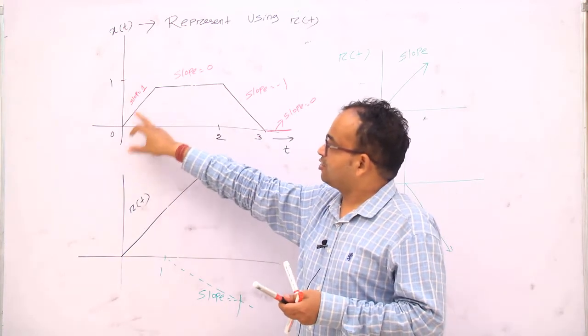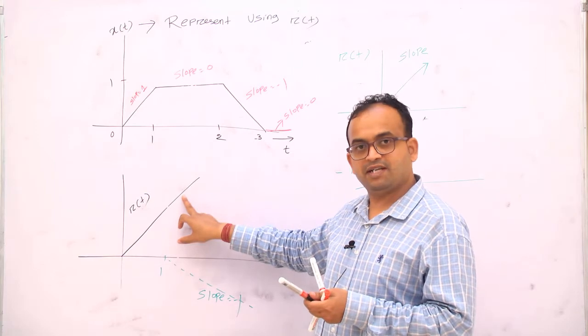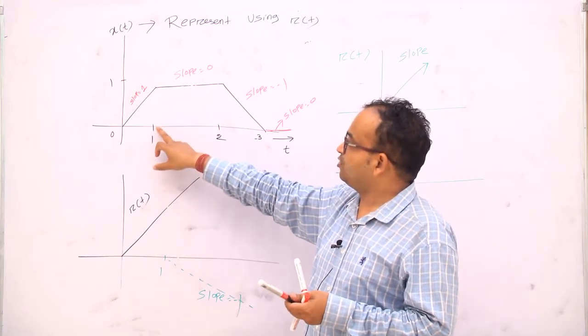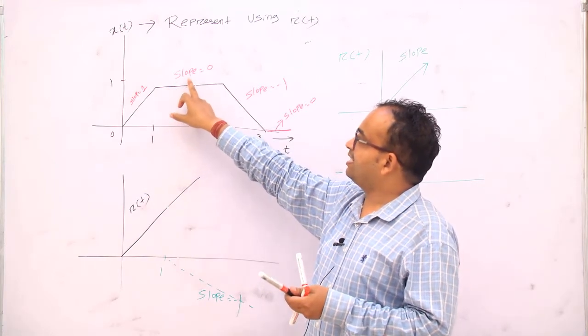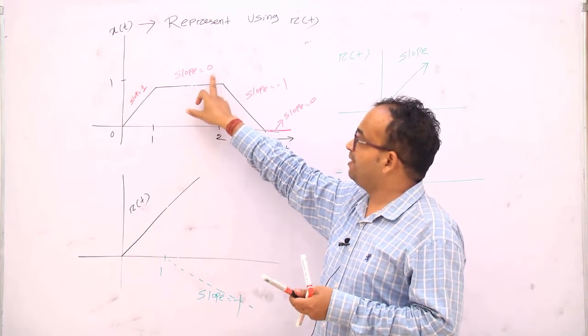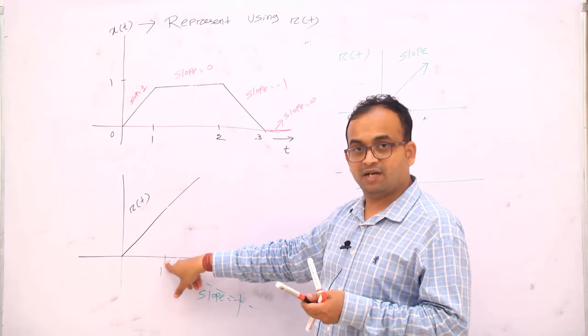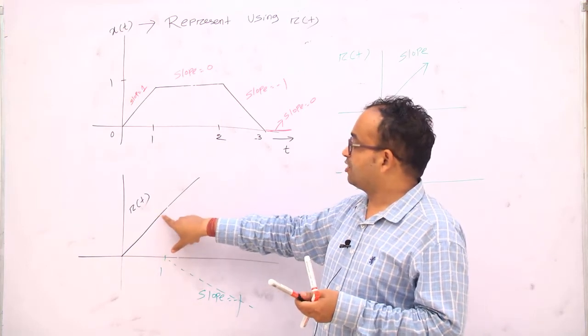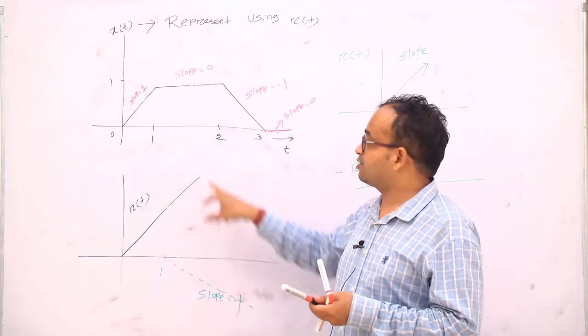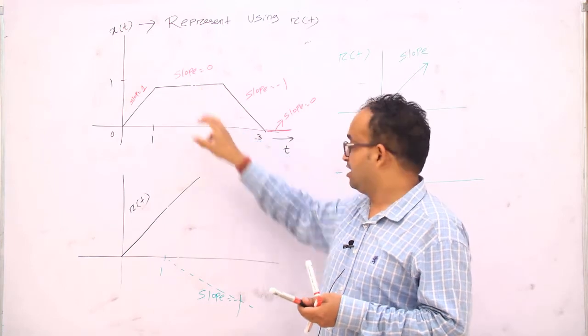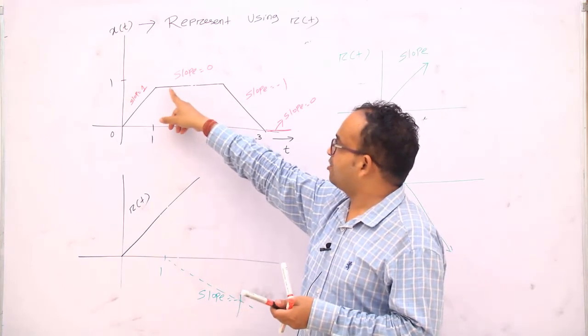Again I am repeating. From 0, slope is 1. The slope is 1 here. But at 1, we find that the slope will be 0. So how to make the slope 0? By adding another signal at the instant 1, so that the resultant slope will be 0. So now we can find the slope will be 0.